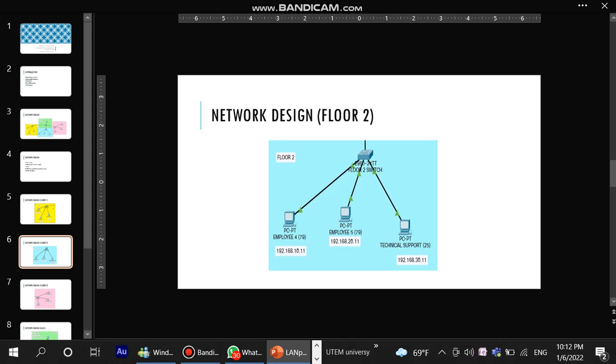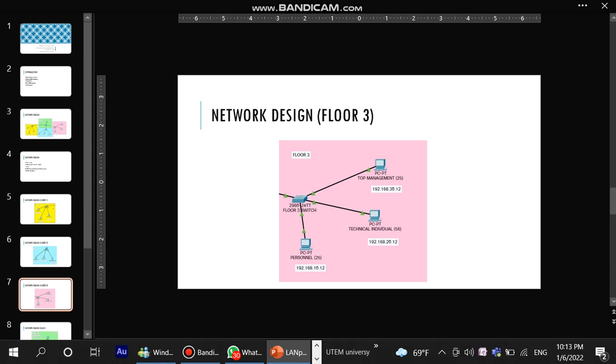It's the same topology for floor 2, employee 4 and employees, you can see, 5. Technical support for the 25, that's one, with this IP address. Network design floor 3, you can see, I guess it's the same design, just we can notice 3 switches about this. It is about personnel and technical, individual top management, as was divided before and mentioned.